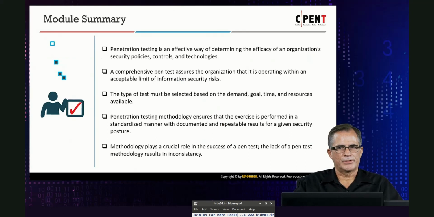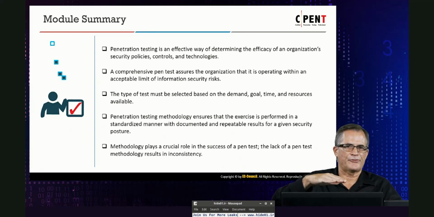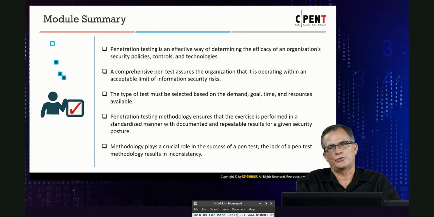And this brings us to the module summary. So as you see here, penetration testing, as we introduced it here, is going to test your security policies, your controls, your technologies. And a comprehensive pen test assures the organization's operating at what? An acceptable level of risk. And remember, all networks and systems will have risk. In our pen test, we're telling them, this is your attack surface. These are the vulnerabilities from that attack surface. This is your risk. And that's critical when we're doing this stuff.